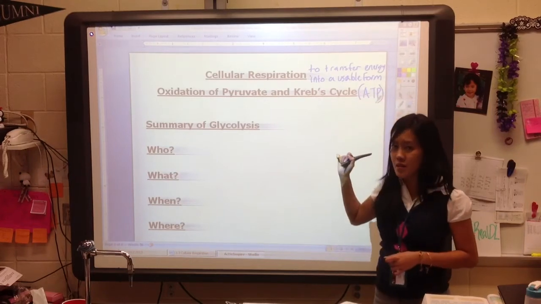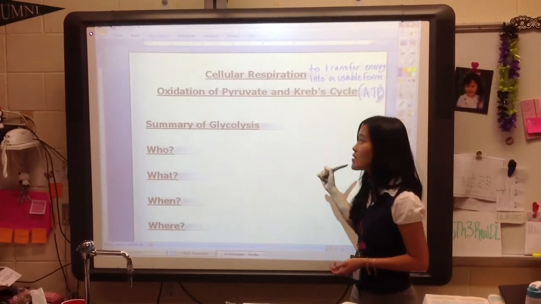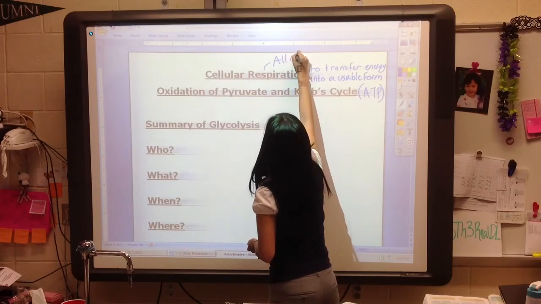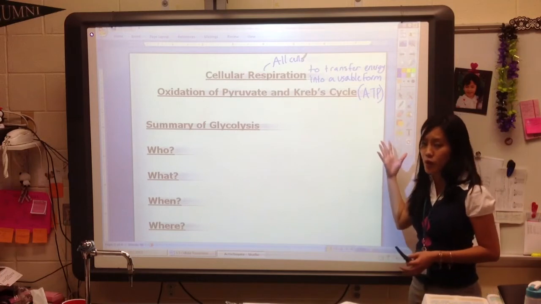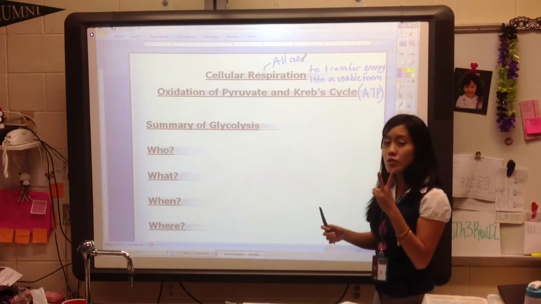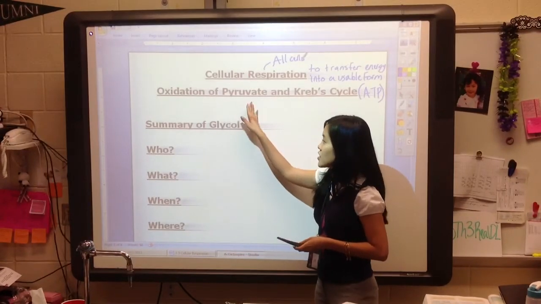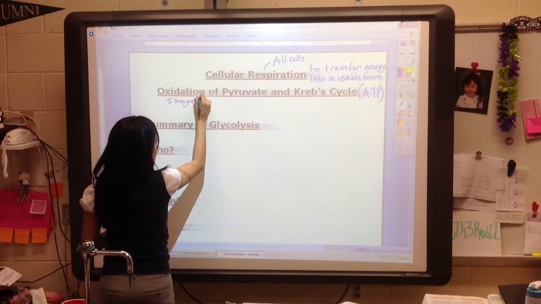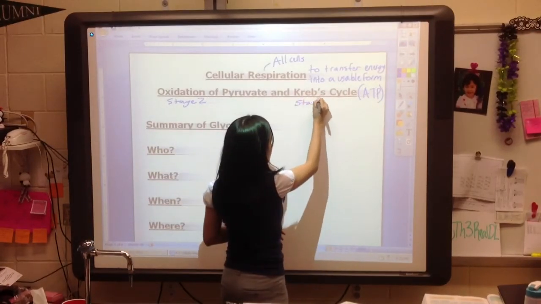ATP is very easily used by most cellular processes, and this is something that happens with all cells. And ATP just happens to be that preferable molecule. Today we're going to focus on two more stages of cell respiration. Oxidation of pyruvate, which is really stage 2, and the Krebs cycle, which is stage 3.